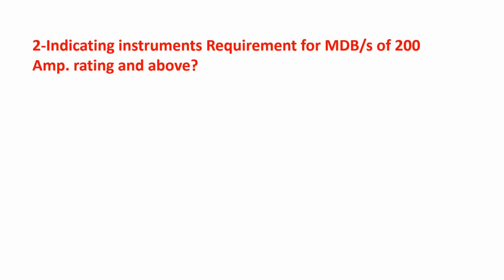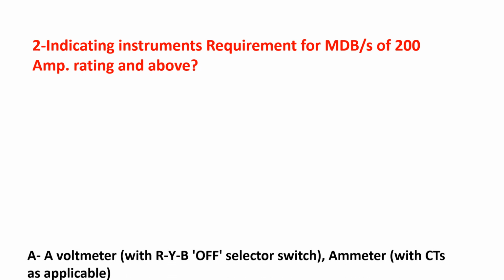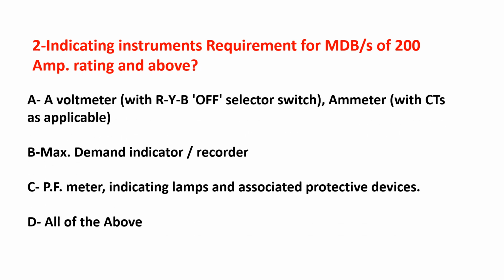Second question: if your MDB is rated more than 200 ampere, what type of indicating instruments are required? Your answer shall be: A, a voltmeter with RYB off selector switch; B, ammeter with CTs; C, maximum demand indicator, PF meter, indicating lamps and associated protective device; and D, all of the above. Type your answer here.